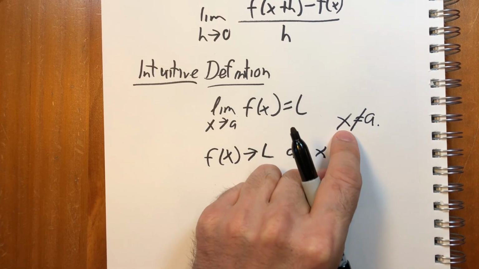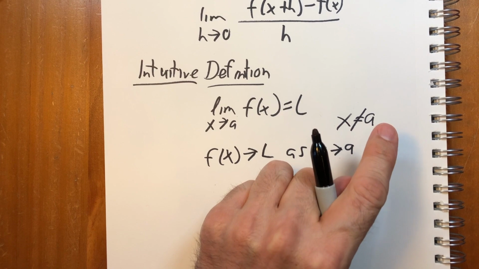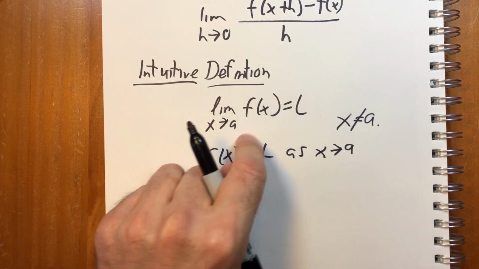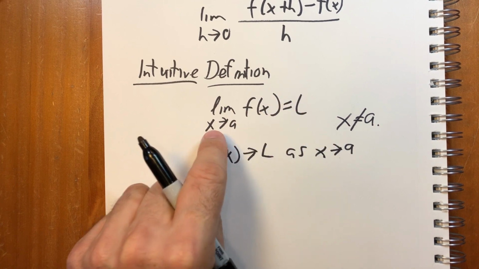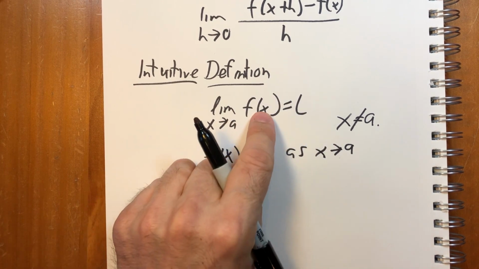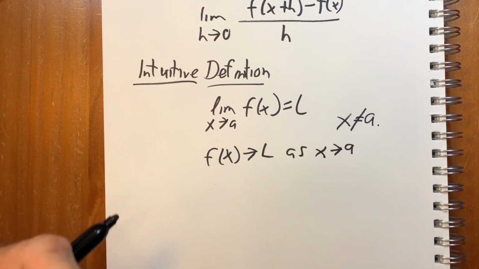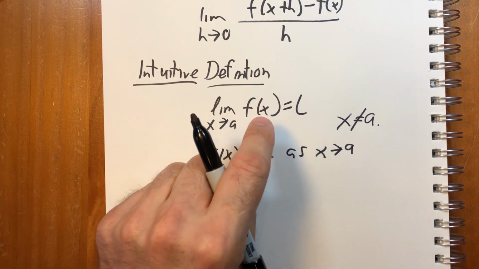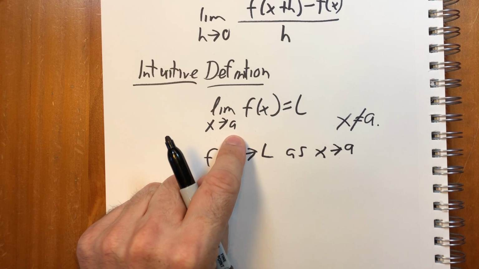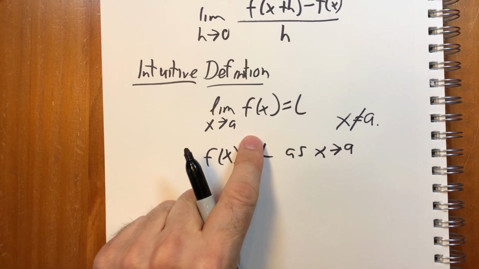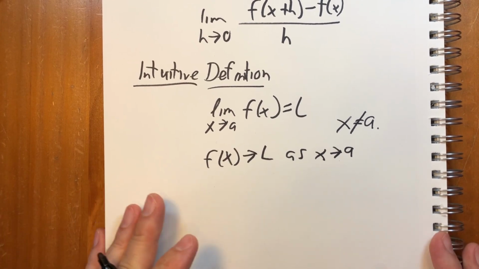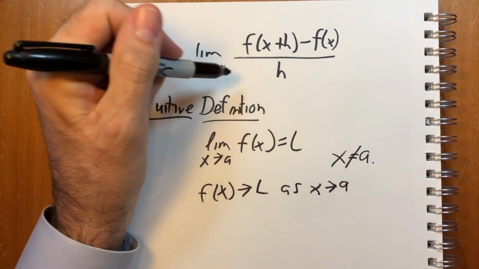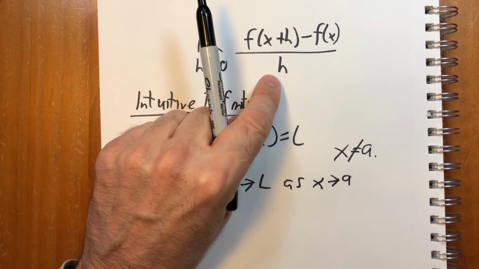So notice that x does not ever equal a. When we're looking at the value of a limit, we never consider what happens when x equals a. In fact, f of x doesn't even have to be defined at a. f of a might not exist at all. The only thing that matters is how f of x behaves near a. And this is super important because derivatives, for instance, would not even be possible without this detail. Because when h equals 0, of course, then this whole thing is undefined.